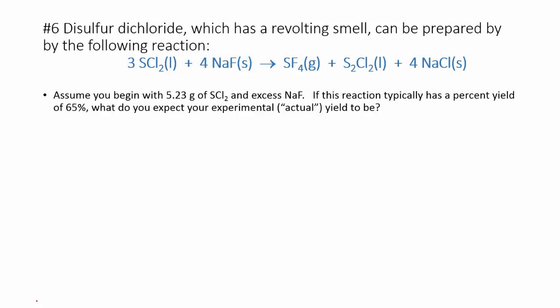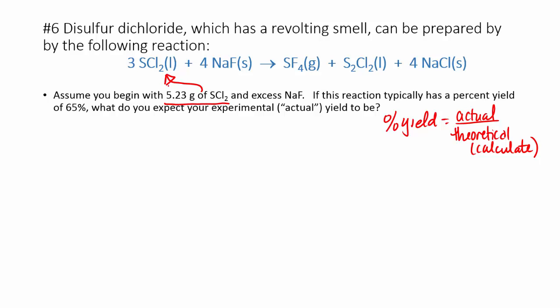All right, problem number 6. This is a percent yield problem, and percent yield is the actual yield, what you actually get in a lab, divided by your theoretical yield, which is what you calculate. So it looks like in this problem, I'm given a value of reactant here, and we are given a percent yield. And what do you expect your experimental yield to be?